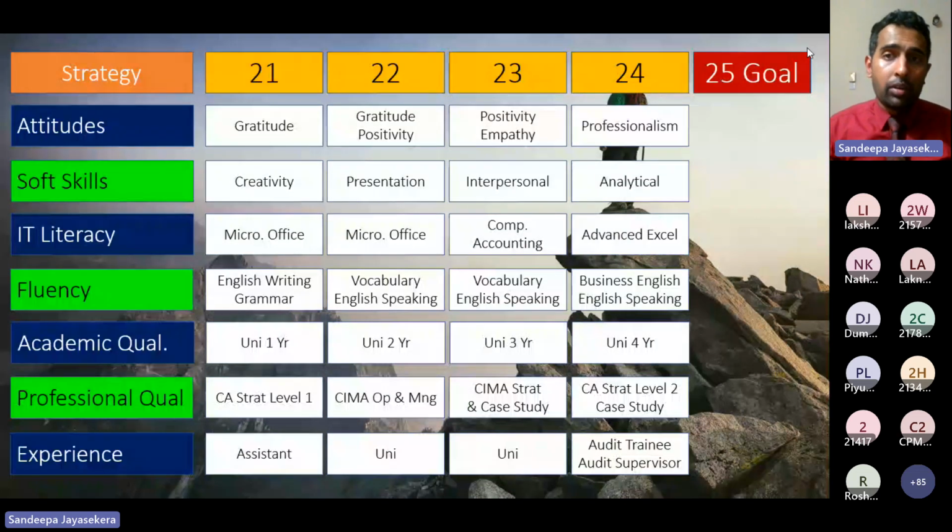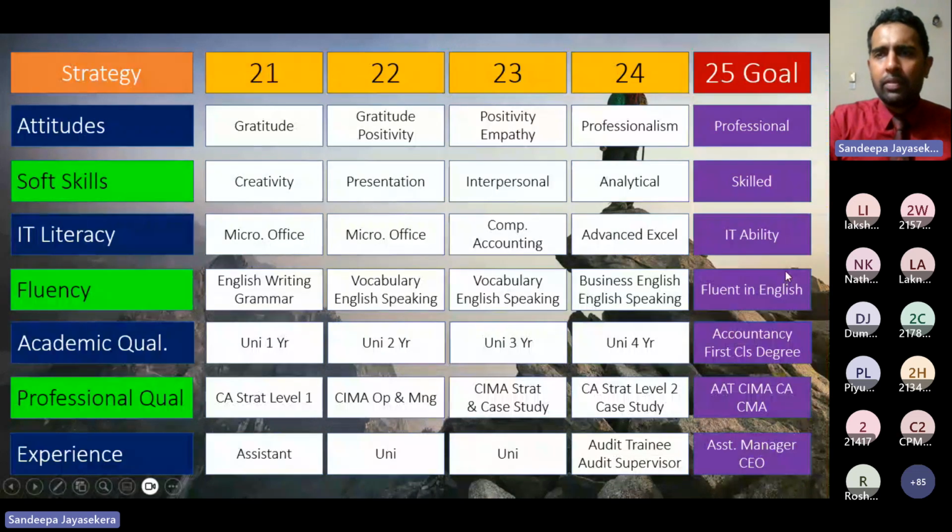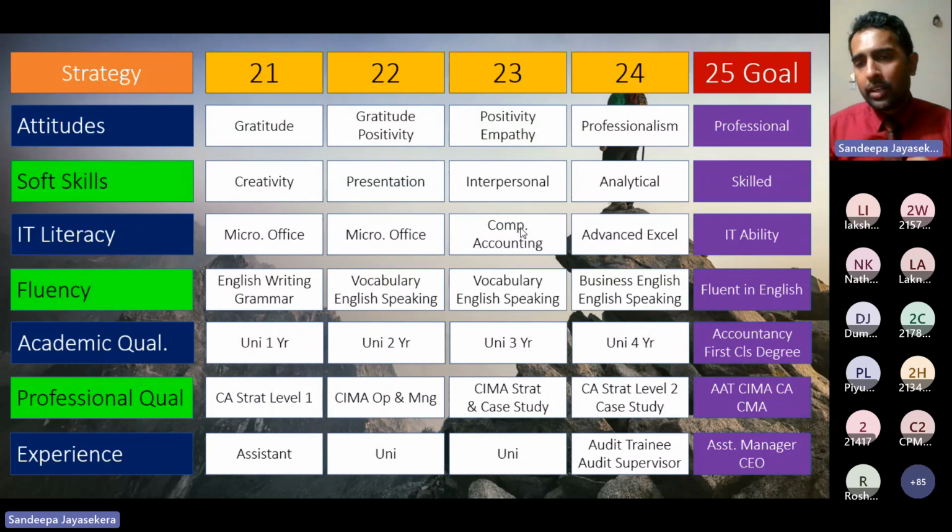And by the time I had become an audit supervisor to audit manager, right? And finally, by the age of 25, I was able to improve my skills, IT abilities, fluency. I completed my degree, and I completed AAT, CIMA, Chartered, and CMA, and I was an assistant manager and became a CEO as well, right? So basically, for me to become a CEO, I had to do a lot of things, right? So I had to do all these things together.